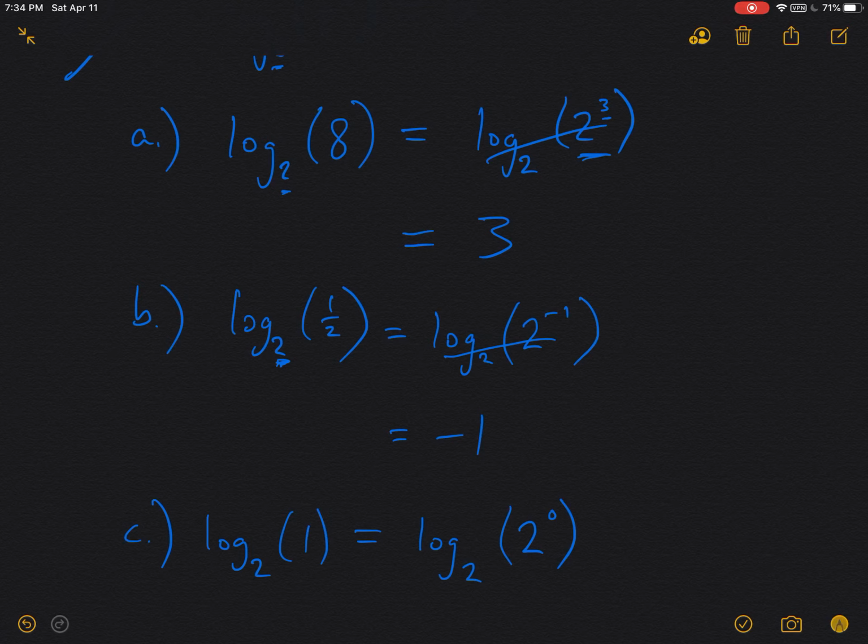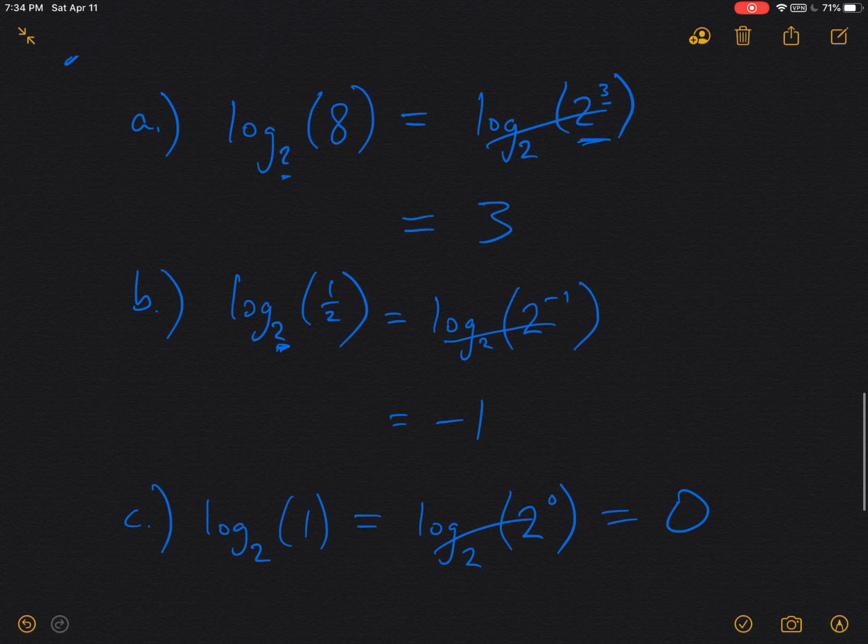Now, how can I write 1 as a power of 2? It would be 2 to the 0th power. And now I have log base 2 of 2 to the something. I know that these things cancel out, so I would just be left with that exponent, which is 0.